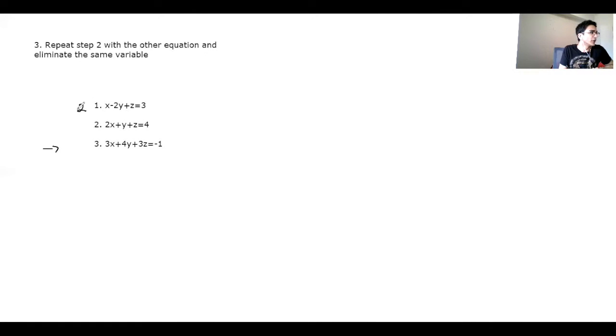So if I just multiply this first equation by 2, I would have negative 4y, positive 4y, and then once again, they would cancel out. I'd be left with just x and z. So let's try that. First, I'm going to multiply the first equation. That would give me 2x minus 4y plus 2z equals 6. And then I would add the third equation as it is. So 3x plus 4y plus 3z equals minus 1.